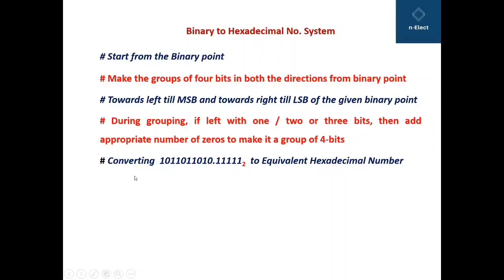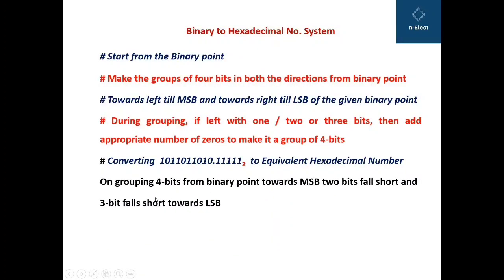For example, if you want to convert this number to its equivalent hexadecimal number, I will have to make groups like this, from this point towards the left and from this point towards the right. We are making groups of 4 bits, so 0101 will be one group, then 1011 will be the second group, then only 01 is there, which means it is short of 2 bits, so we will add 2 zeros on this side. Similarly on this side, 1111 is the first group. For the second group I will have only one bit here, so I will have to add 3 zeros.